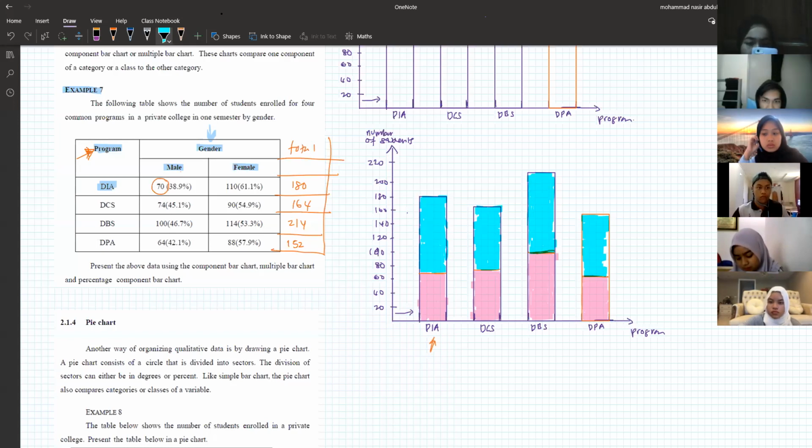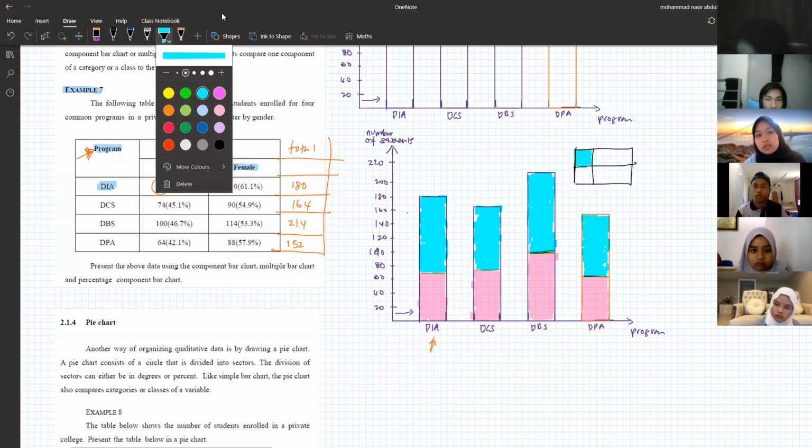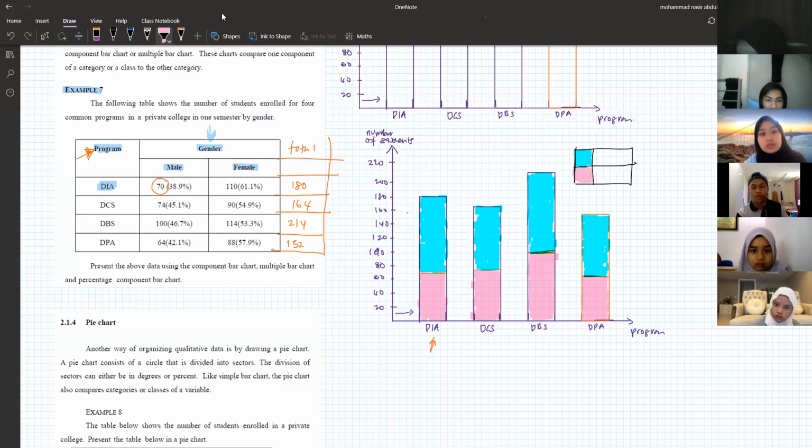Now, the next step is we need to draw a legend to differentiate between the color, the category. So let's say we draw the box out there, blue color, and another one is pink color. This one is going to indicate this is female, this is male. So this is what we call a legend, right?